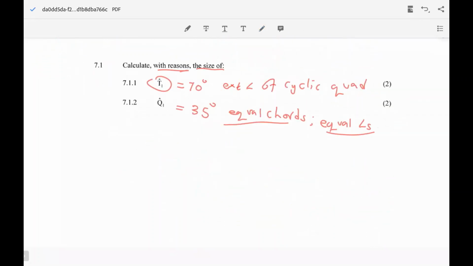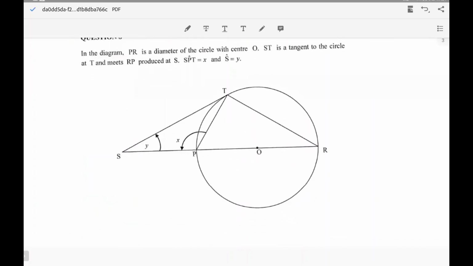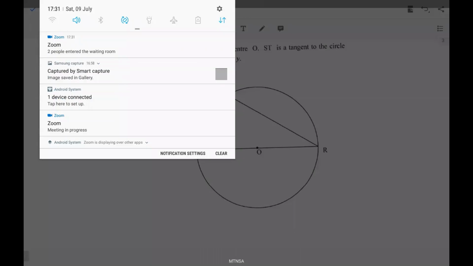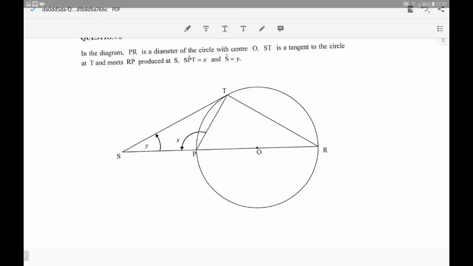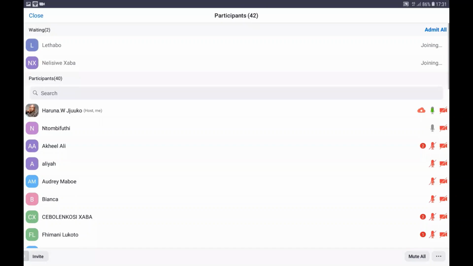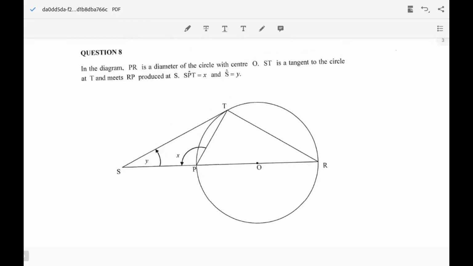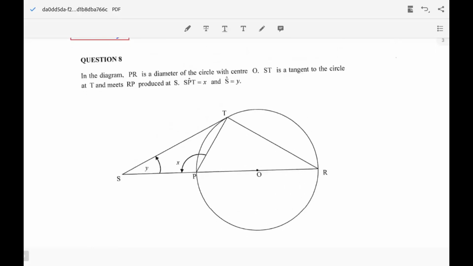So let's move on to the next question here. Let's see who is in the waiting room. We admit them in. For those of you who joined on time, thanks for being patient with the latecomers. The latecomers, next time, try to keep time. Time is everything.